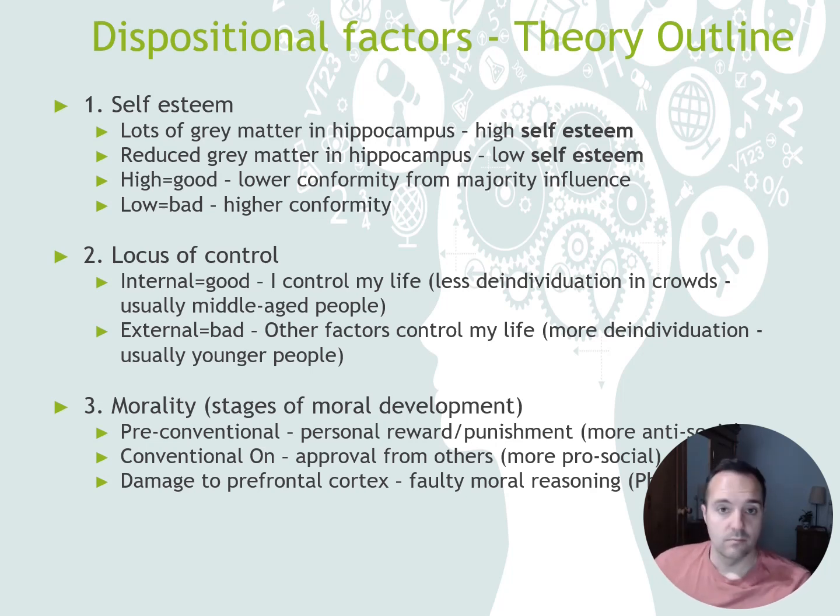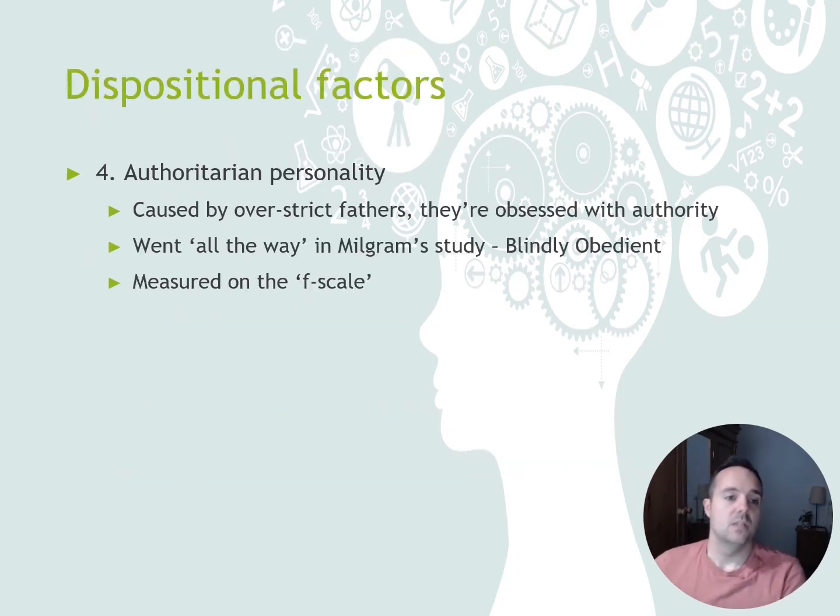Morality, 3 levels, 6 stages. Basically, once you're out of that first level, you become more pro-social. If you have a low level of moral development, you're going to be antisocial. That can be caused by damage to the prefrontal cortex. Final one, number 4, is authoritarian personality, probably caused by over-strict fathers, at least that's what you need to know, who are obsessed with authority. They went all the way in the Milgram study, blindly obedient. It can be measured on the F scale, and that is the dispositional factors.